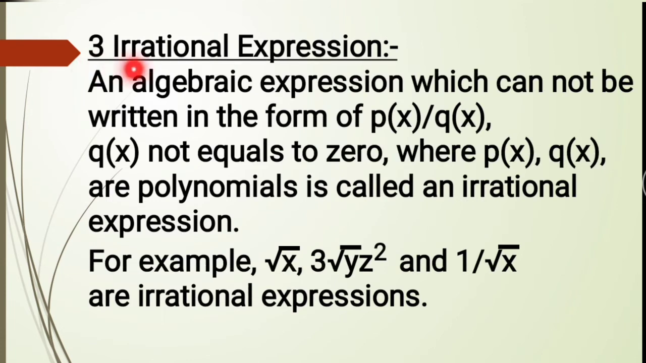Number 3 type, irrational expression. An algebraic expression which cannot be written in the form p(x) upon q(x), q(x) not equal to 0, where p(x) and q(x) are polynomials, is called an irrational expression. For example, root x, 3 root y z square and 1 upon root x are irrational expressions.